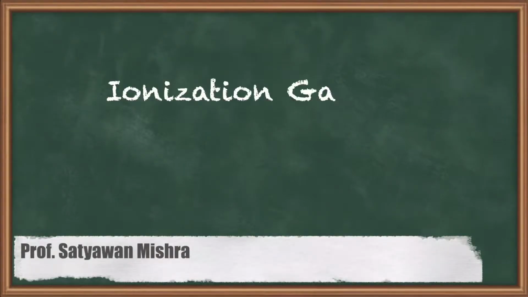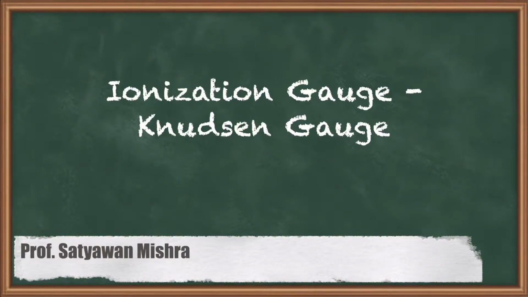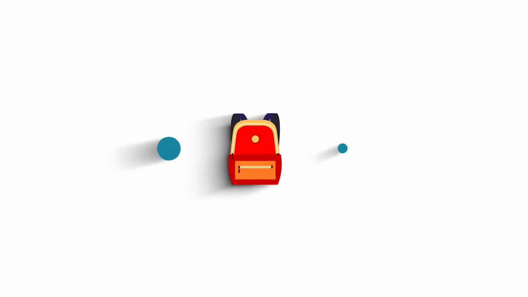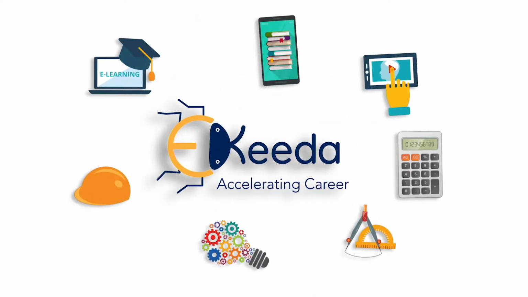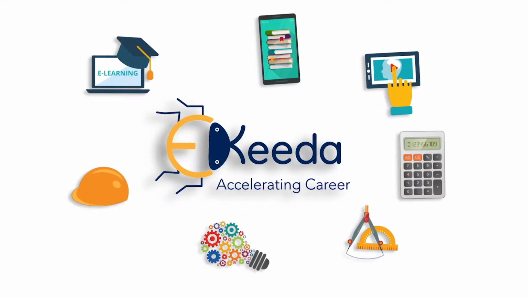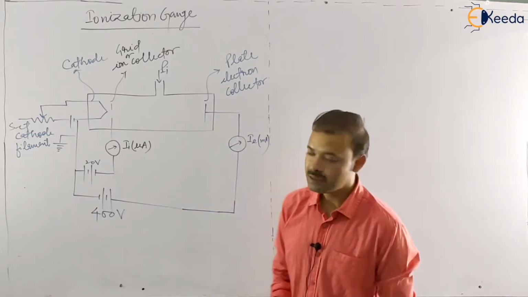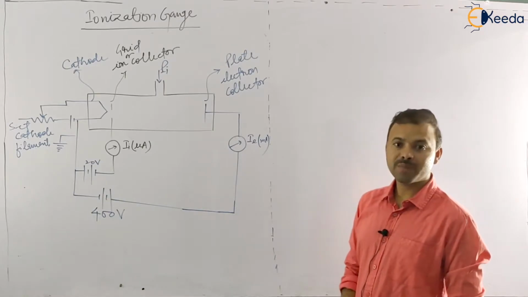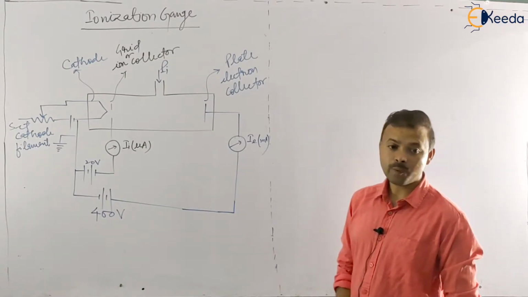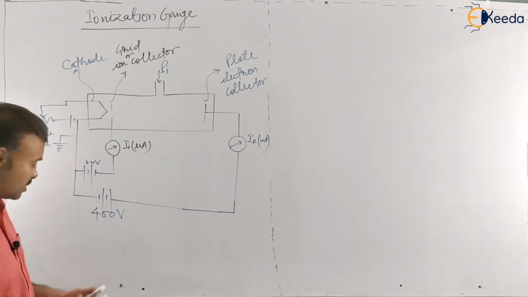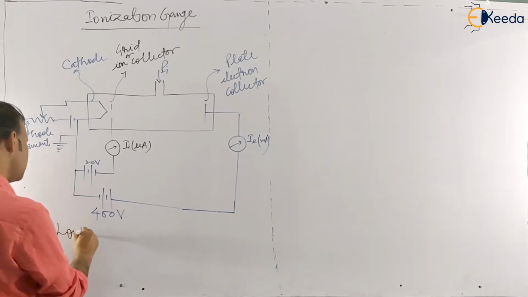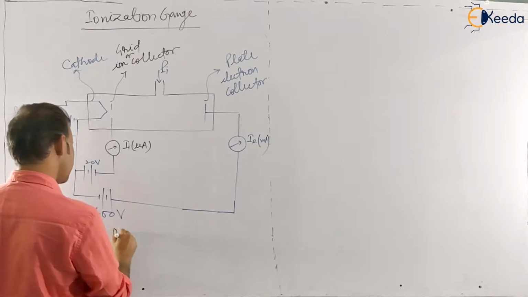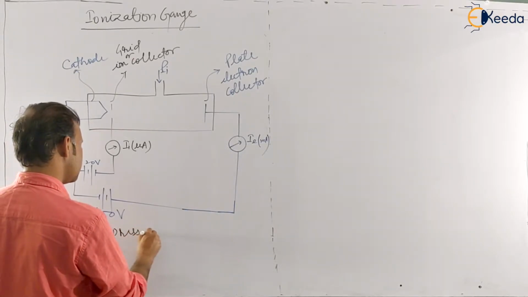Hello students. So in this lecture we are going to study about ionization gauge, which is used for the measurement of vacuum pressure. Ionization gauge is the lowest pressure measurement device.